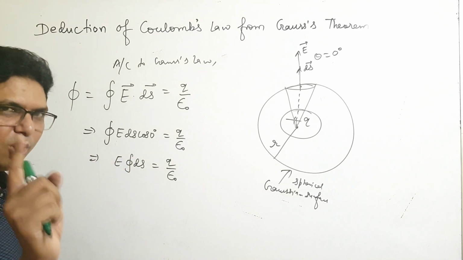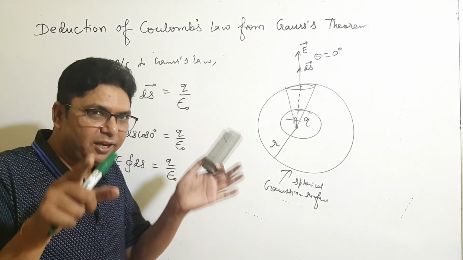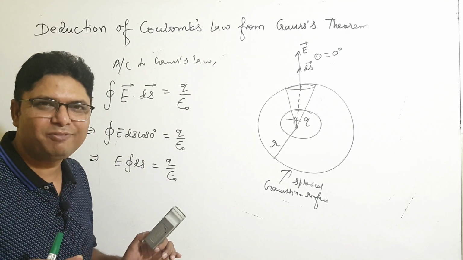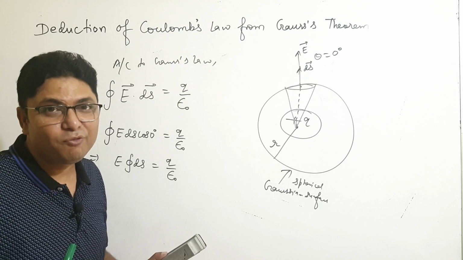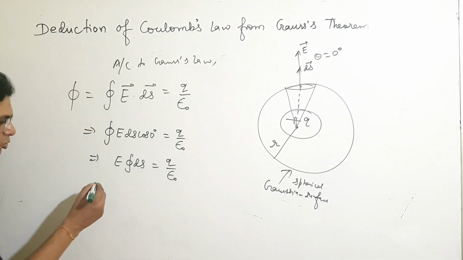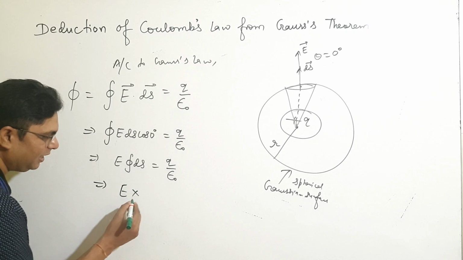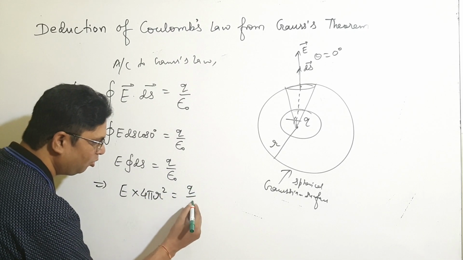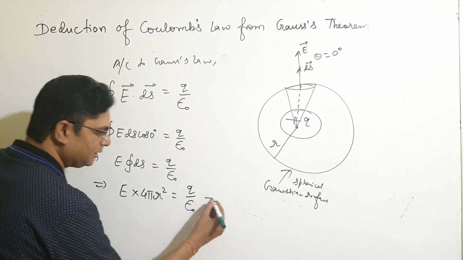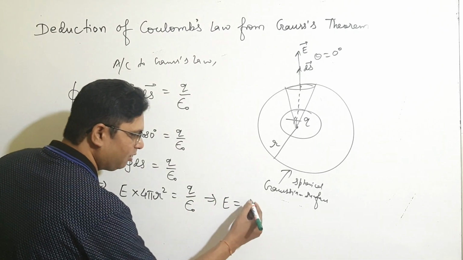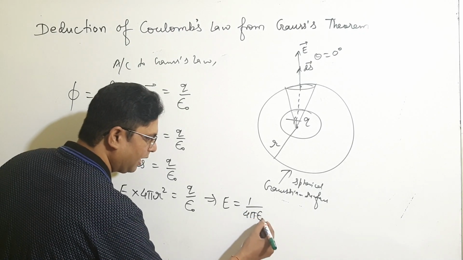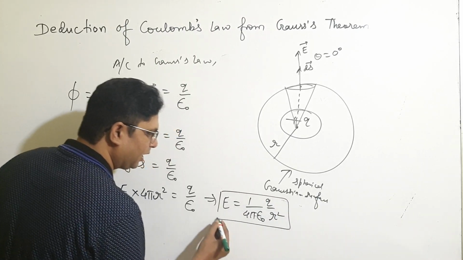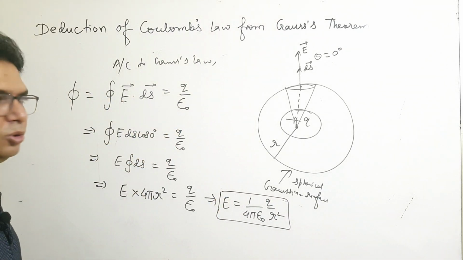Here ds is a small surface area on the sphere. When it is integrated for the whole sphere, you get the surface area of a sphere, which is 4 pi r square. So you have electric field E into 4 pi r square equals Q upon epsilon naught. Thus, you get electric field E equals 1 by 4 pi epsilon naught Q upon r square. Here you get the electric field using Gauss theorem.